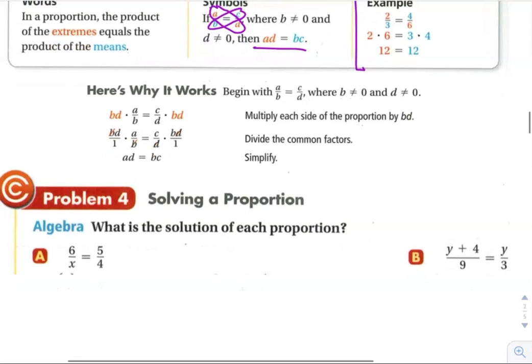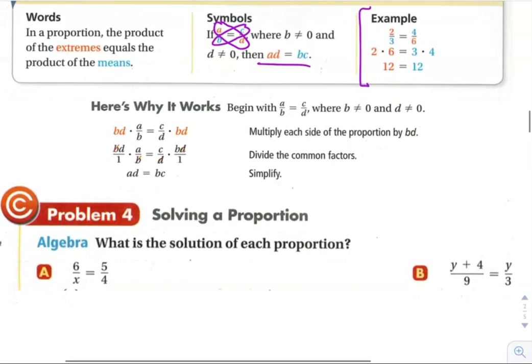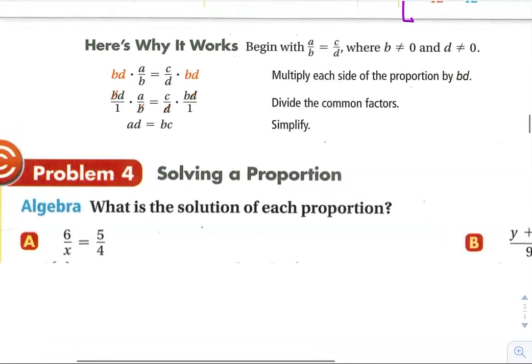So I also included this. I think this is nice to show you guys why it works. So yeah, we can go through the motions of it, but it's showing you algebraically, it's not like you're breaking any rules here. So say if I were to try to prove that multiplying the cross products is okay, you could prove that by multiplying by BD on both sides, as you guys can see here. And then when you do that, the B's cancel on the left side, the D's cancel on the right side, and then you're left with A times D equals B times C, right?